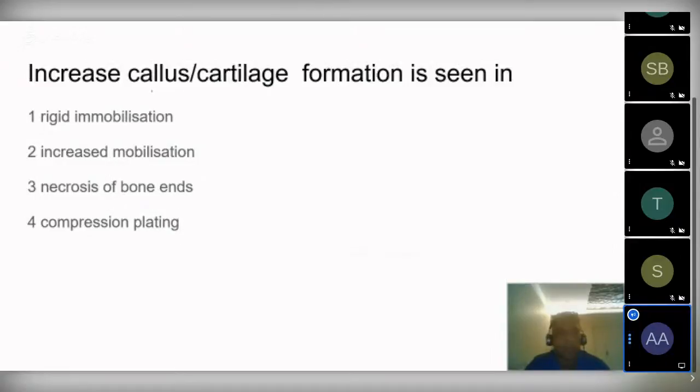Okay. Increased callus or cartilage formation is seen in. Please read this carefully. I'll come to the relevant text or literature a little later, but try answering this question. Increased callus in a fracture. Initially it can be cartilage, then it becomes bony. So increased callus or cartilage in a fracture is due to one of these. Just try ruling out one by one. You will arrive close to the correct answer.